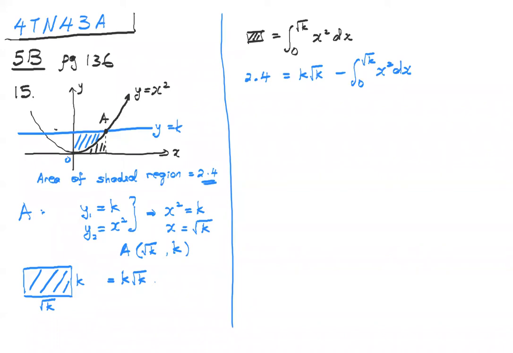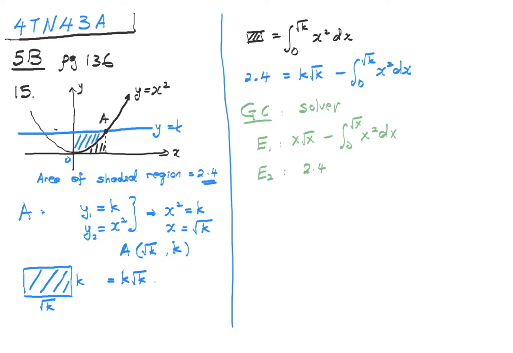So from here onward, I can use my GC. As long as I write down this one, I can use my GC. Go to the solver, numerical solver. Your E1, you type in as x root x, take away, integrate 0 to root x, x squared dx. And your E2, you write as 2.4. Then you get the answer.